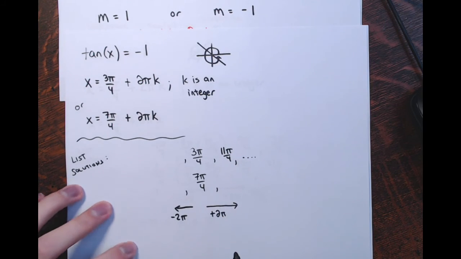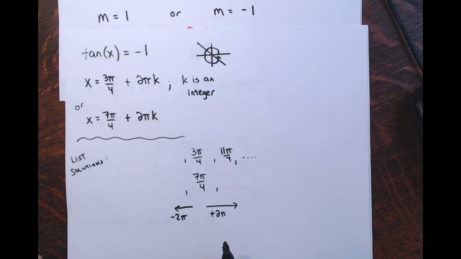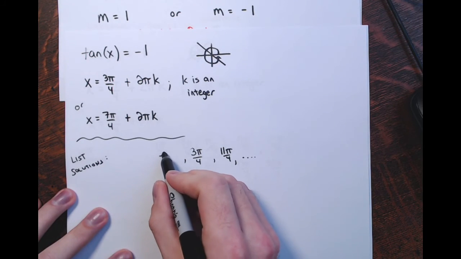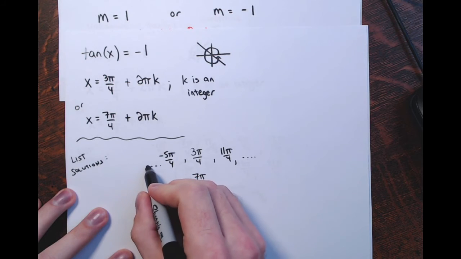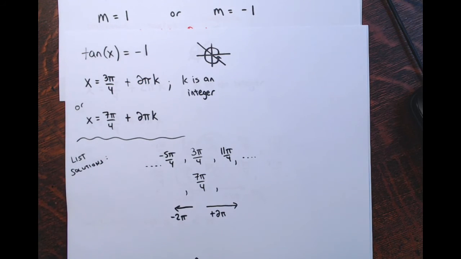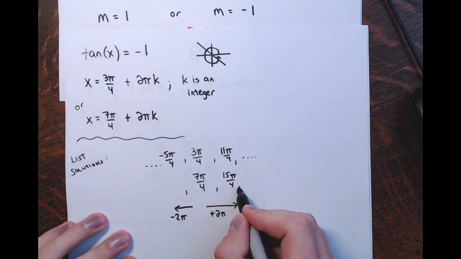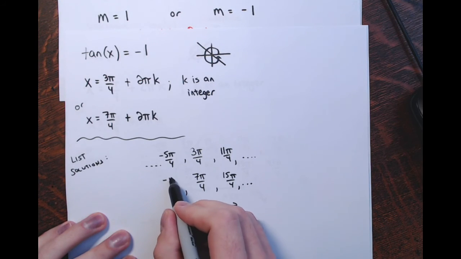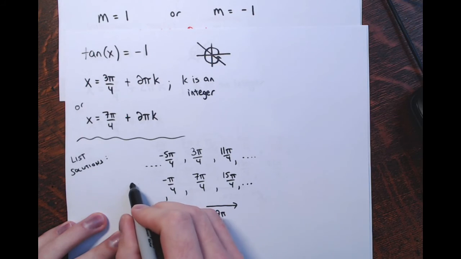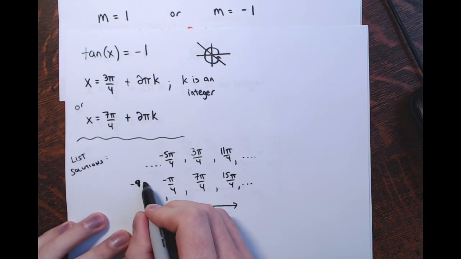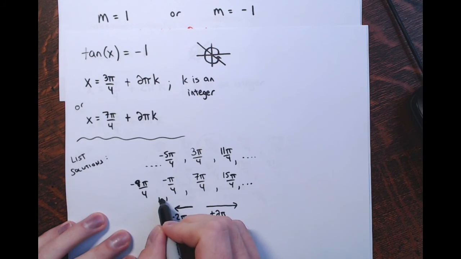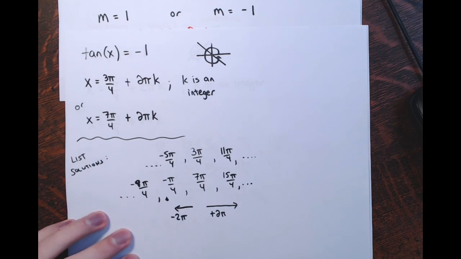I just know that these are too big, right? Because remember, we're only going to find the solutions in the range from negative pi to positive pi. Then subtracting 2 pi would be negative 5 pi over 4, right? And that's too small, so I'm not going to write any more. And then doing the same with this row, just adding 2 pi, this is already too big, so I don't know why I'm going this way. But subtracting 2 pi gives me negative pi over 4, and doing it again gives me negative 9 pi over 4. And that's too small.